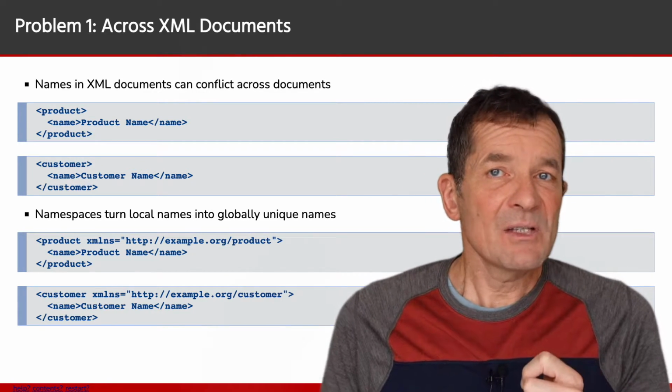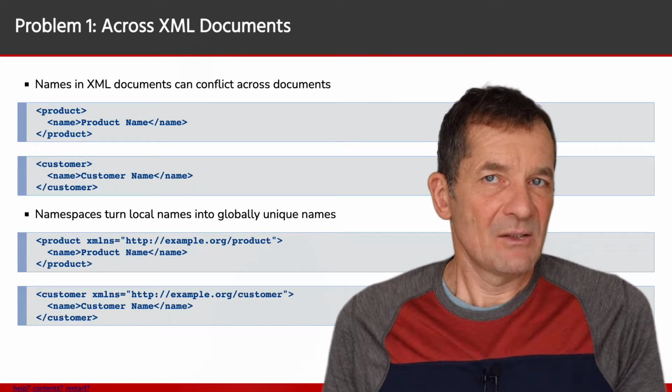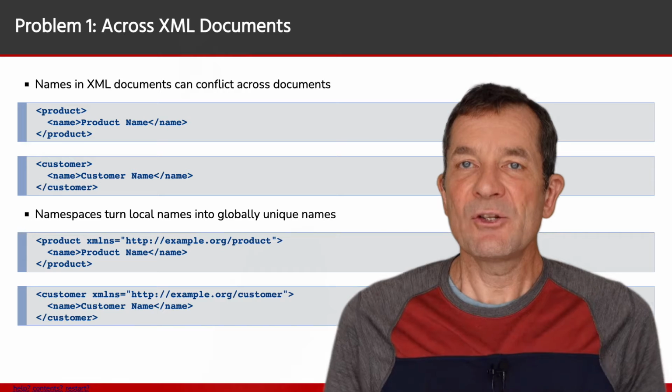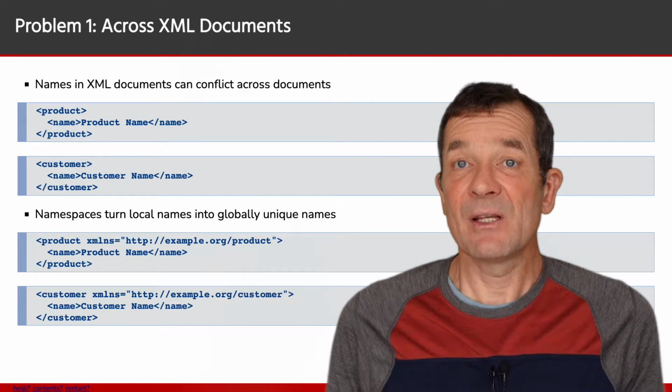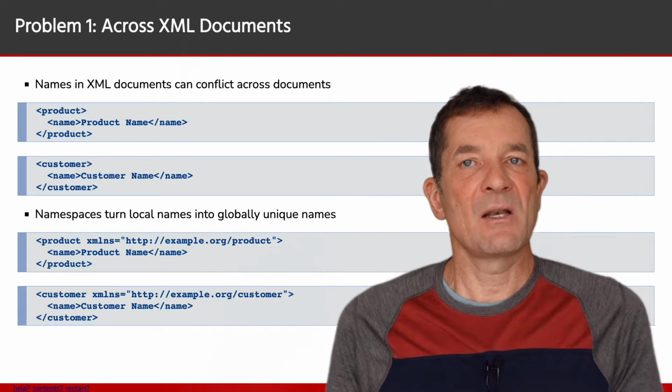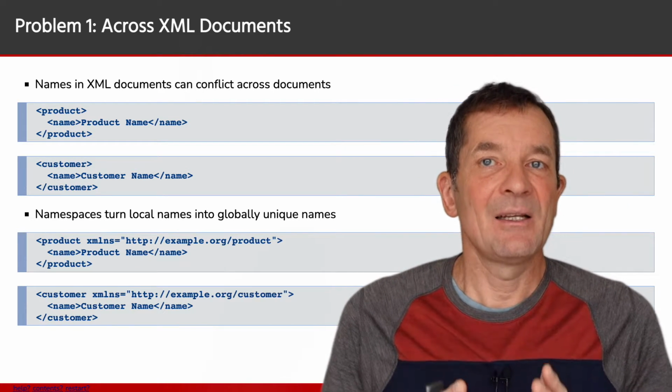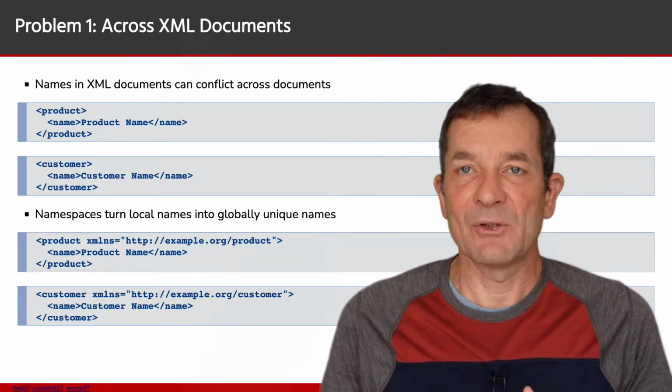Now, if you just look at this element, it kind of looks the same. It's the name element. But it would be very useful if you could differentiate this element and say, this is the name element for products, this is the name element for customers. And namespaces are exactly that thing that allow you to do that.